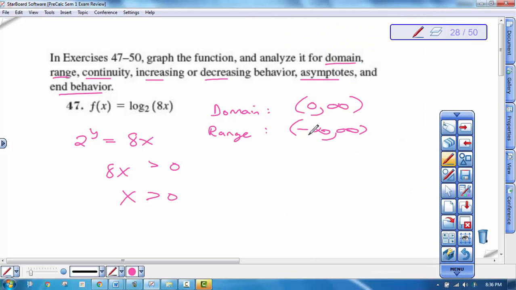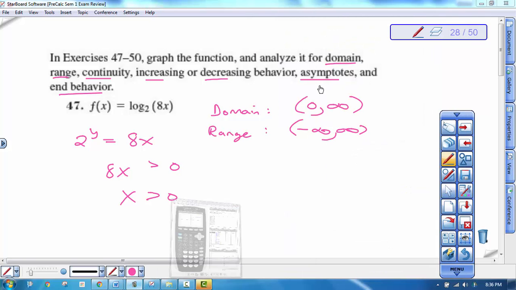The range then is negative infinity to infinity. As you can see, this thing does keep going down forever. And you know that too because these are inverses with exponentials, so you switch the domain to range. Okay, and I'm out of time, so here's the rest of the answers to that. It is continuous, it's always increasing, never decreasing. Vertical asymptote x equals 0, and there's the end behavior.